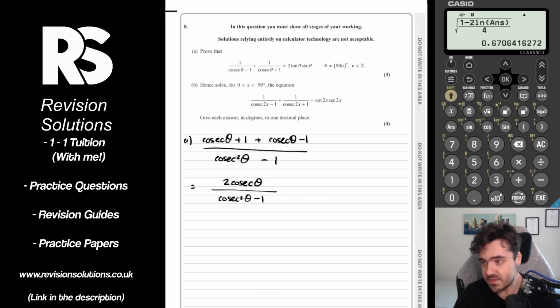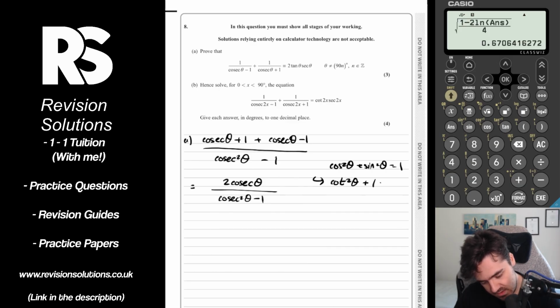I think it would be better to turn that into a single term denominator, and we should be thinking there's a trig identity immediately there. Because if we start from cos squared theta plus sine squared theta equals 1, divide everything by sine squared theta, we get cot squared theta plus 1 equals cosec squared theta. And then, if we rearrange that, cosec squared theta minus 1 is just cot squared theta. So this becomes then 2 cosec theta over cot squared.